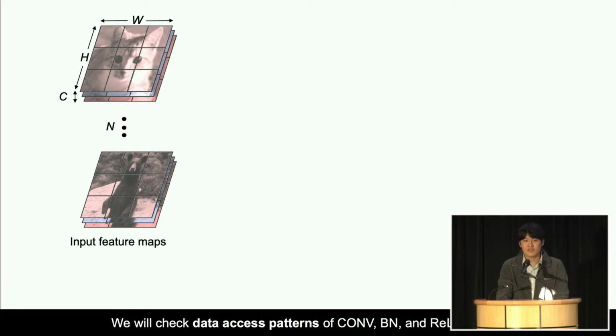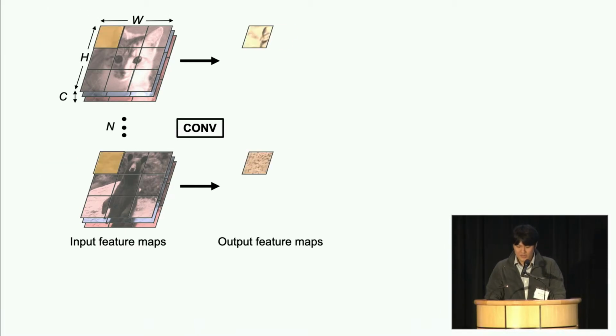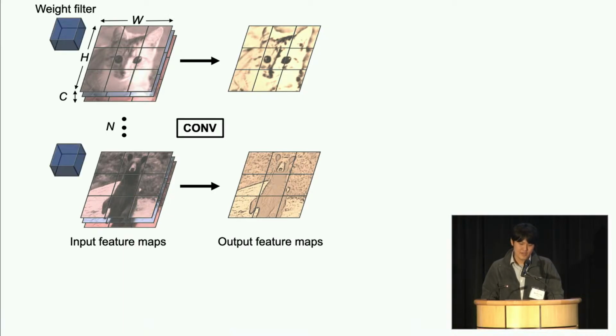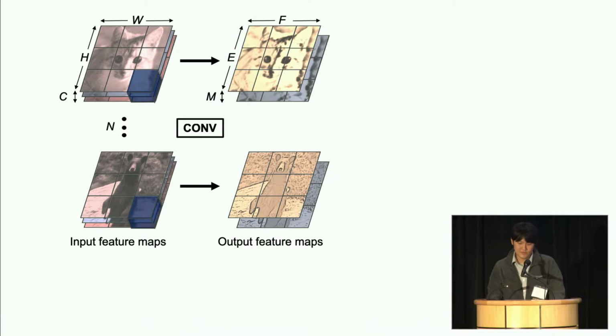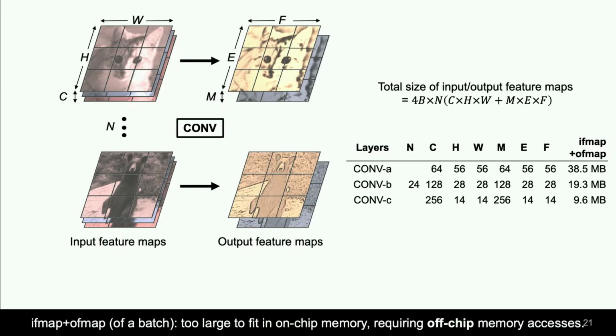To answer that, let's look at the basic data access patterns of a popular layer. Say we have input feature maps having dimensions of C channels along with height and width, and also there are N independent images, which is the batch size. So let's say we have a convolution layer here. Each weight filter in this convolution slices through the input feature maps, thereby making output feature maps of one channel. And here comes another weight filter, which also slices through the input feature maps, thereby making output feature maps on a different channel. So if we consider the total size of input and output feature maps of a whole batch, it typically does not fit into on-chip memory.